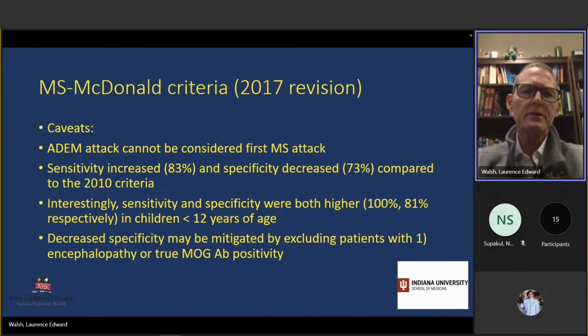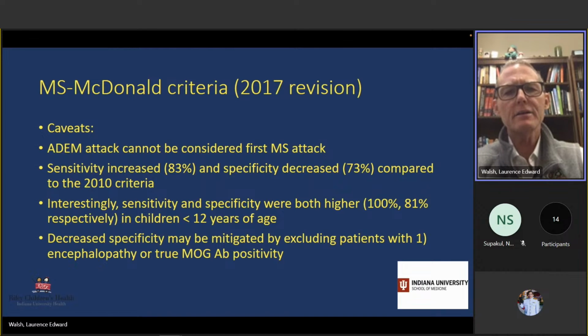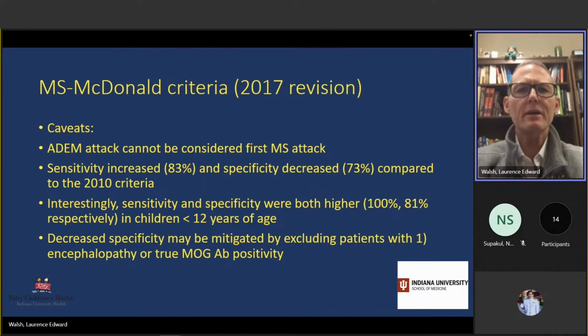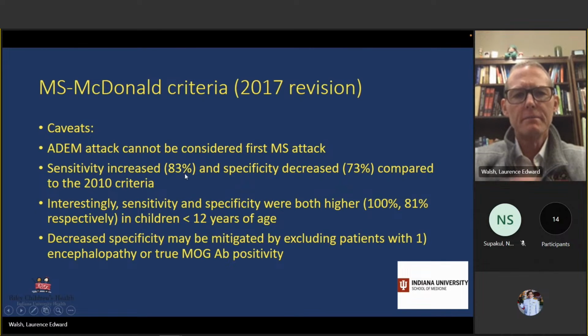So there's some caveats with this, especially in children. First, an ADEM attack cannot be considered a first MS attack. Again, 6% of children with ADEM go on to have MS. You just can't use that first attack with encephalopathy as part of the criteria. The sensitivity, if you looked at the 2017 to 2010 criteria, and this tells you where we're at. So overall, sensitivity of these criteria, 83%. Specificity actually is lower at 73%.